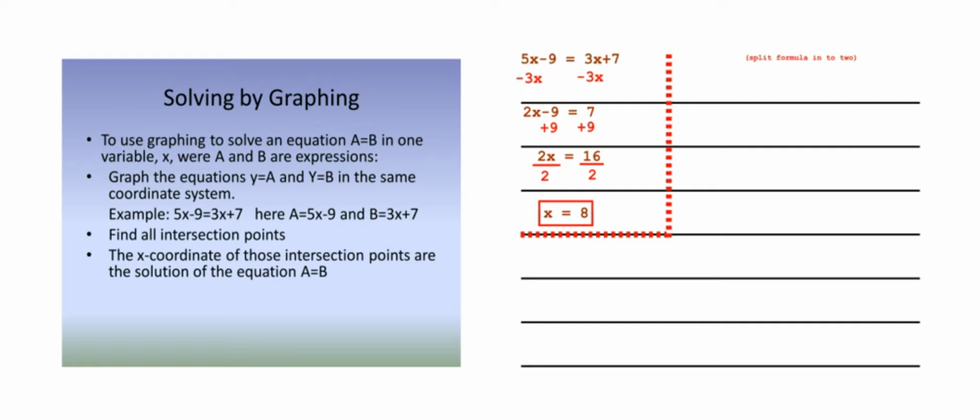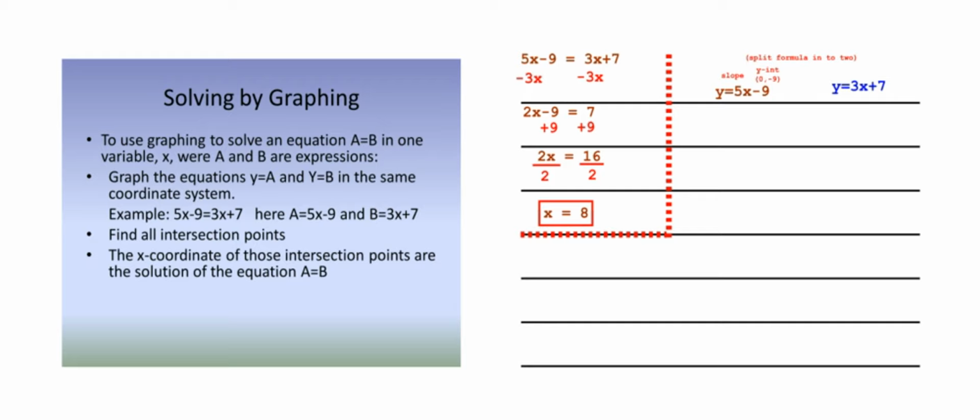But now let's try splitting up the equation from before into two equations. The 5x minus 9 equals 3x plus 7. So now we're going to call it y equals 5x minus 9 in one color, and in a different color, y equals 3x plus 7. So we have two different equations, okay? Do remember that our slope on the left equation is 5, and the y-intercept is negative 9.